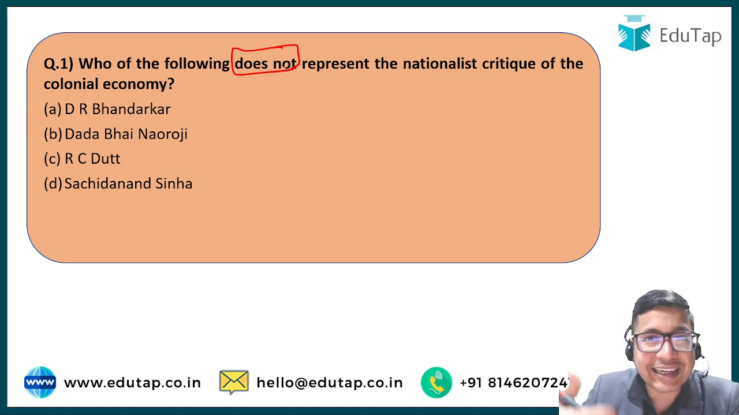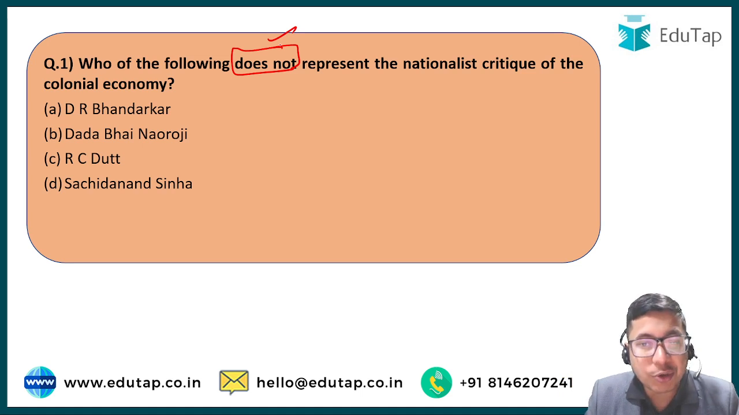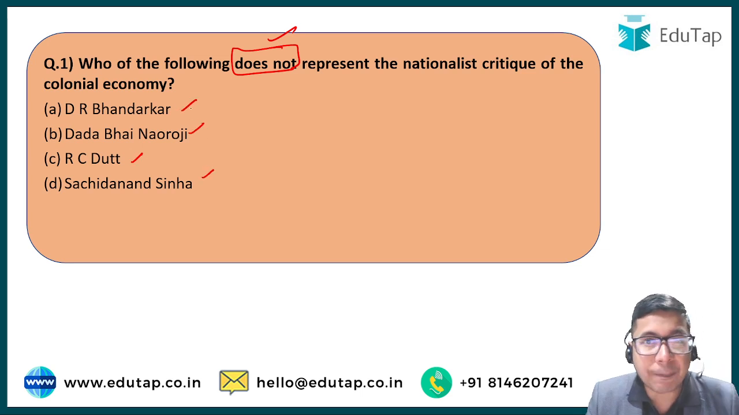Do not read correct as incorrect or does not represent as does represent, right? So these kinds of silly mistakes should not happen in the exam. So the question is, who of the following does not represent the nationalist critique of the colonial economy? Option A is D.R. Bhandarkar, option B Dadabhai Nauroji, option C is R.C. Dutt, and option D is Sachidanand Sinha.